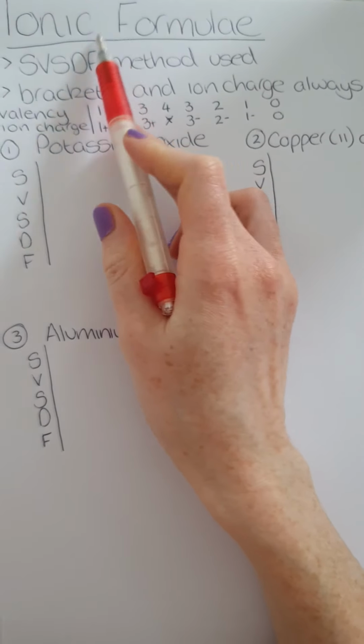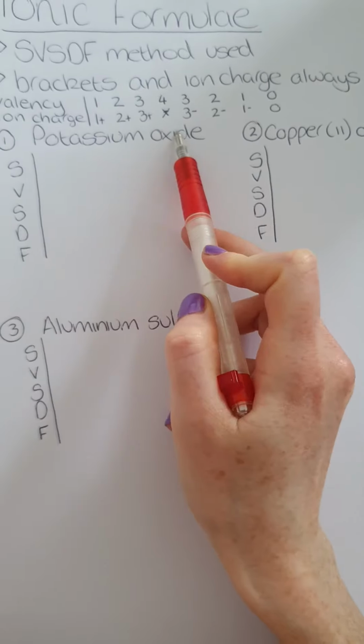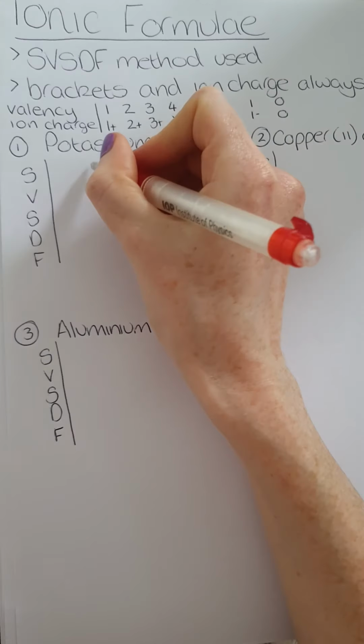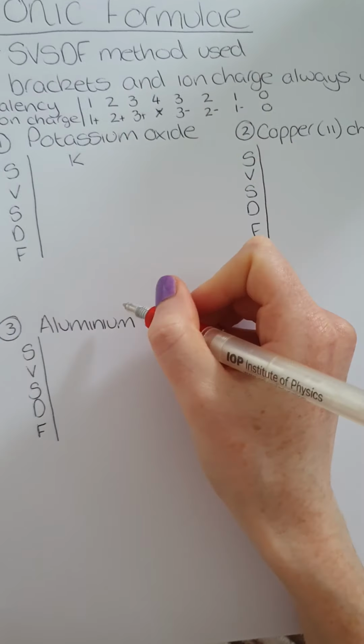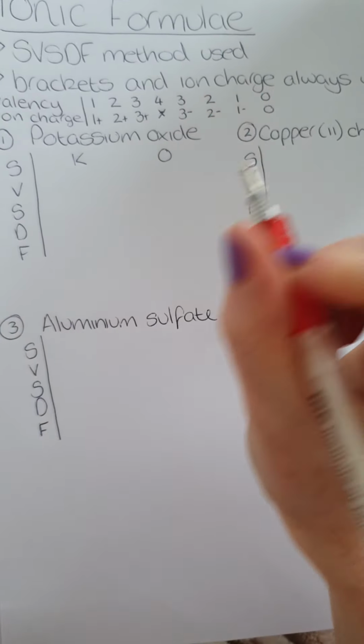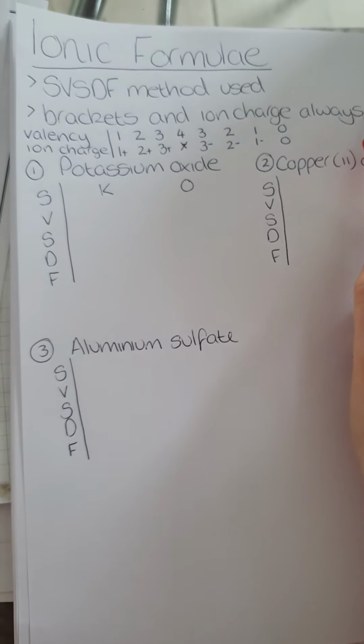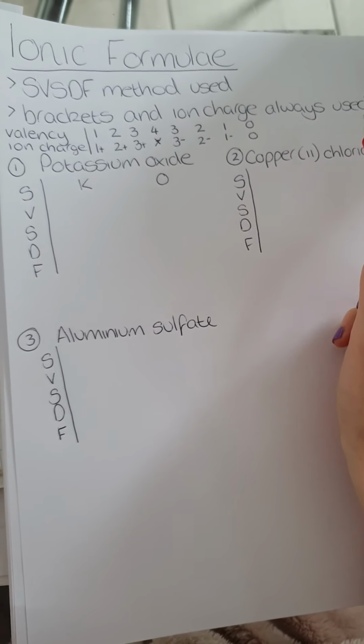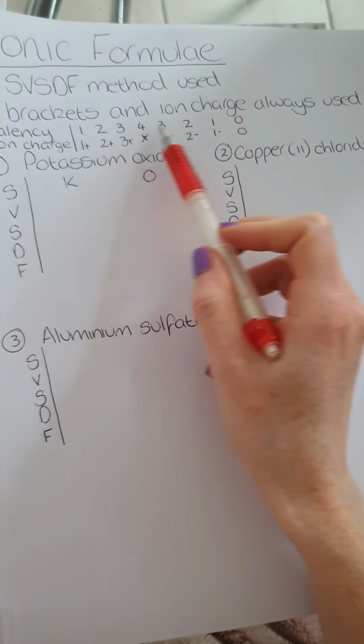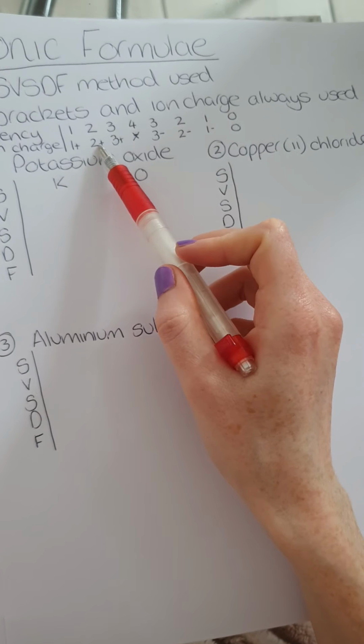So if you were asked to write the ionic formula of potassium oxide, symbol is K, oxygen is O. Now the difference now is we've said brackets and ion charge is always used. So this is going back to valency values, comparing them to ion charge.